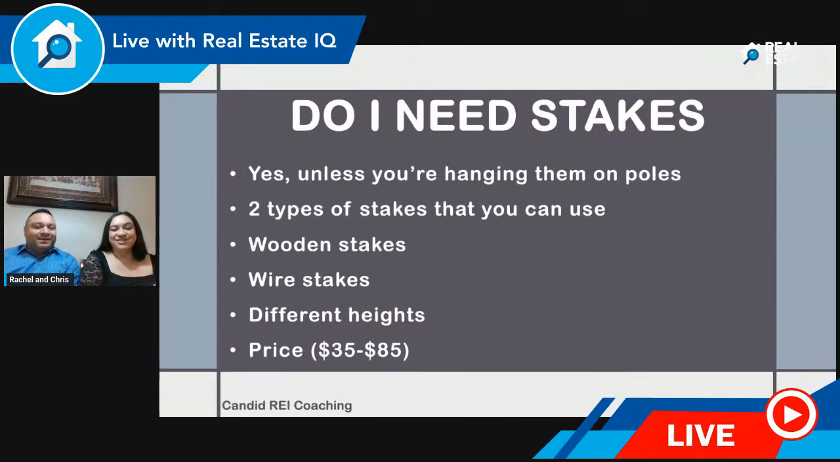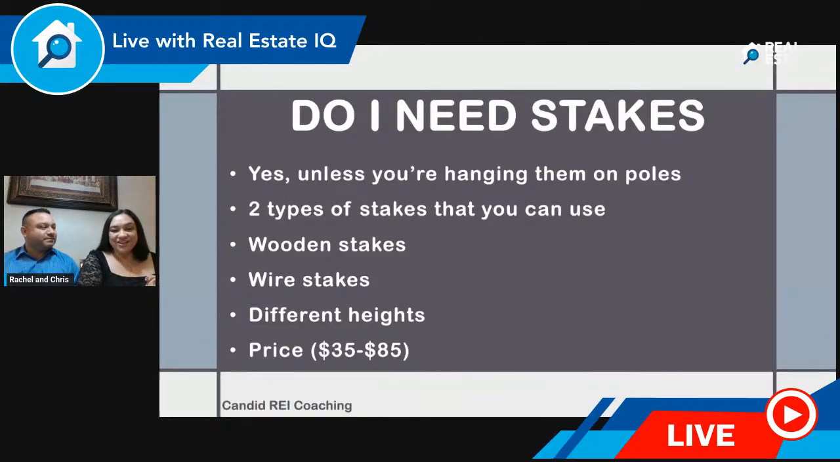And then, do I need stakes? Not steak like to eat. Don't ask our kids; they love steak. But yes, you do need stakes, unless you're putting them on a utility pole or somewhere that doesn't require them. Most of the time you have to be tall or create some contraption to get it up there, unless you're lugging around a ladder.